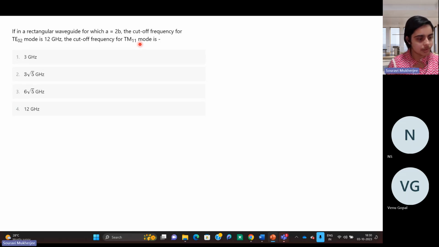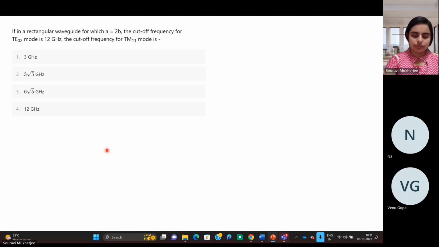I see another person joining in. So this is a question that we want to solve. I guess you know how the cutoff frequencies depend on the dimensions of your waveguide, like what the expression is. Here it says that you know the cutoff frequency for a particular mode, and you know how A and B are related. So you need to find the cutoff frequency for another, different mode.